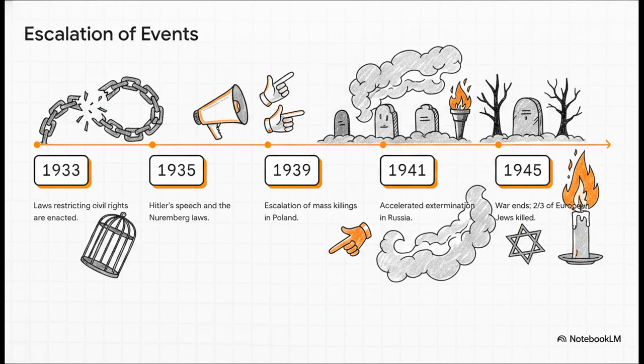It starts with civil rights being stripped away in 1933, escalates through Hitler's speeches and the Nuremberg laws in 1935, and then leads right into the mass killings in Poland around 1939 and Russia in 1941. It wraps up this historical section by pointing out that by the end of the war in 1945, 2/3 of European Jews had been killed.